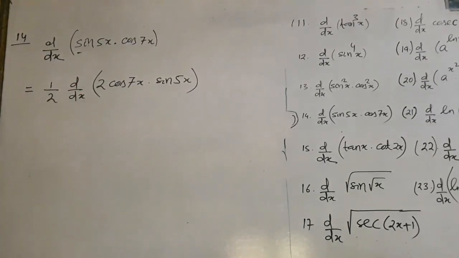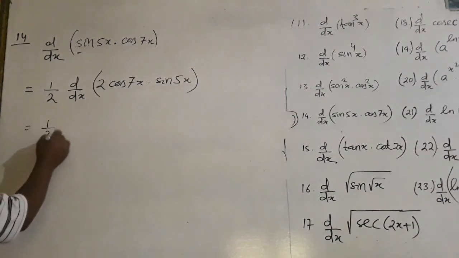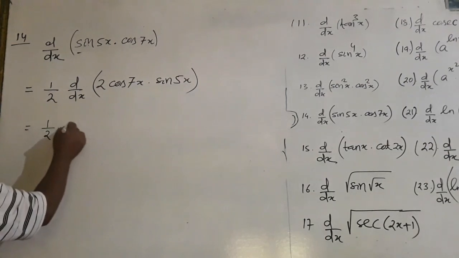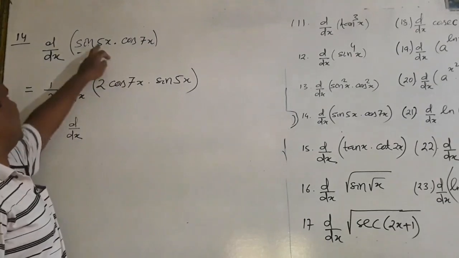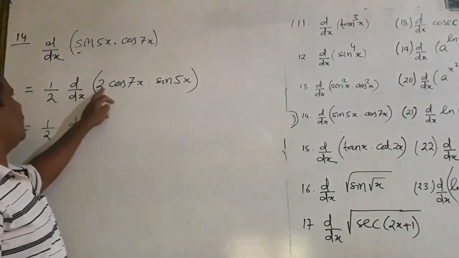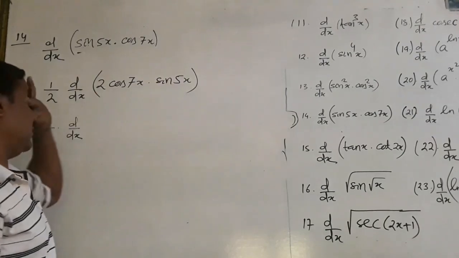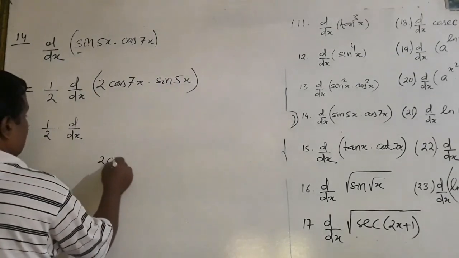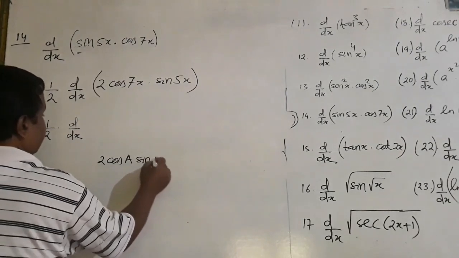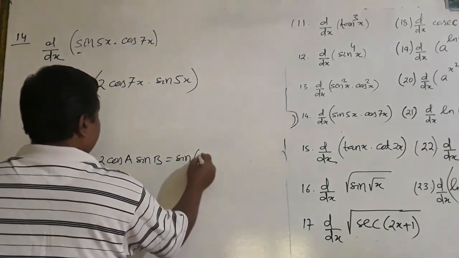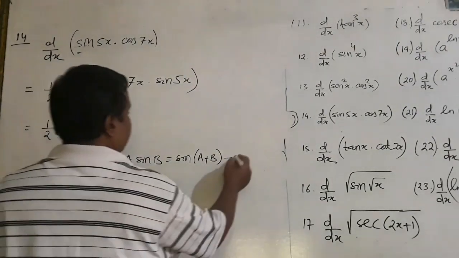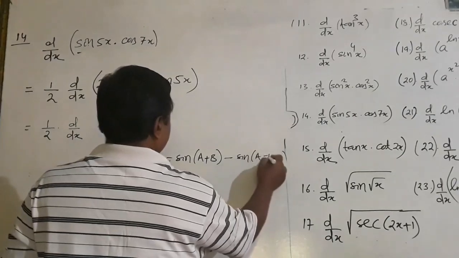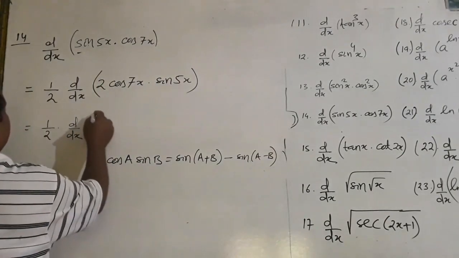Now, I can do it without applying the product rule, and you can do it very comfortably. I multiply by half and 2 here. Now 1 by 2 d by dx, I put 7x in the first place and 5x in this place. And you know the formula for 2 cos A sin B. What is the formula of 2 cos A sin B? It is sin(A plus B) minus sin(A minus B). Okay, now apply this formula.